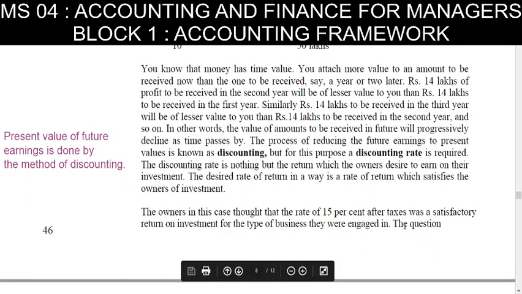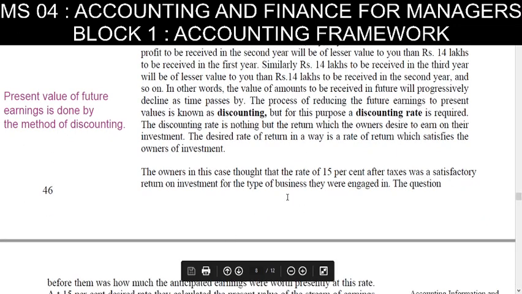Suppose the owners are expecting 14 lakh rupees every year. Today 14 lakhs is okay. They have the money with them. Next year also they are expecting 14 lakhs, but there is no guarantee. Therefore, it has to be discounted, which means if it is 14 lakhs tomorrow, what is its value today? We have to reduce tomorrow's value to today's value by a factor, that is nothing but a percentage, which is called the discounting rate.